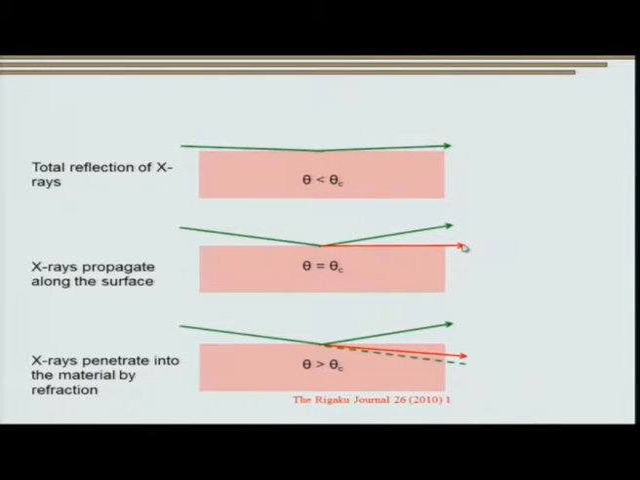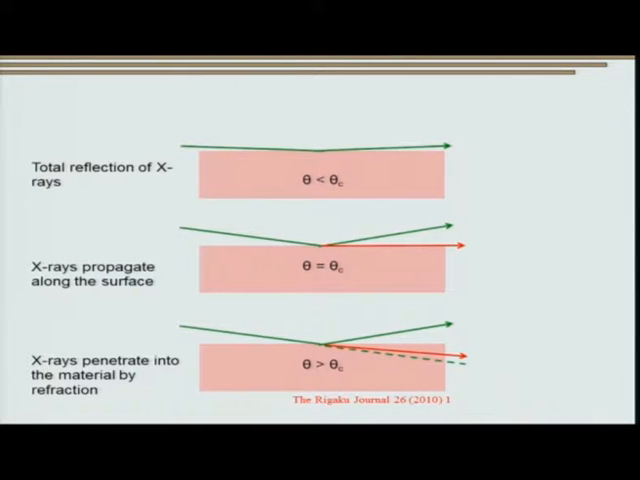Now you can imagine that if you are at theta equal to theta c, you are going to get some information of the surface, what all you have on the surface. At the same time, when you have an angle which is more than the critical angle, you do get a refracted beam also. So now you can imagine that by just changing the incident angle, we can get a lot of information from the substrate.